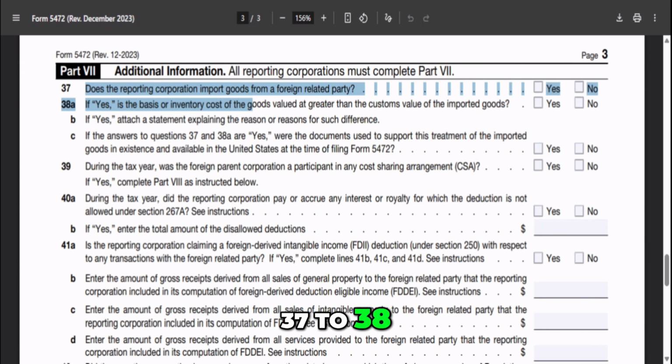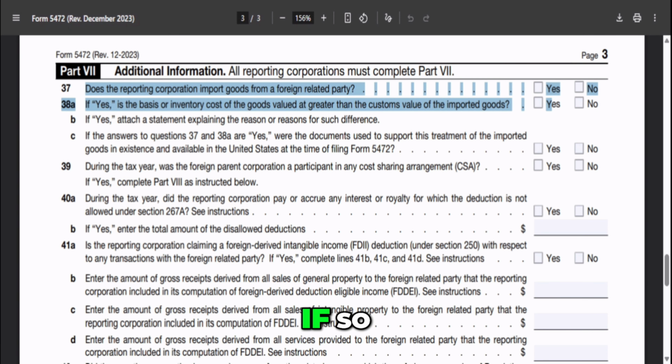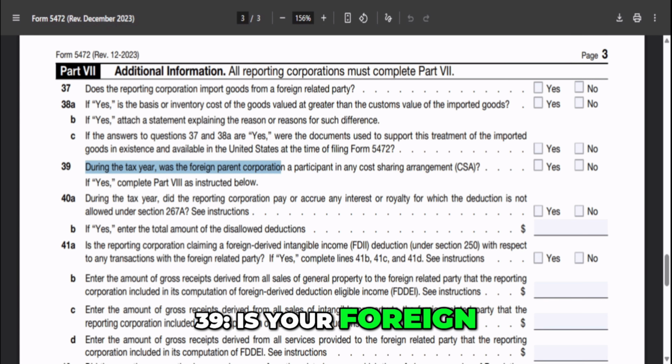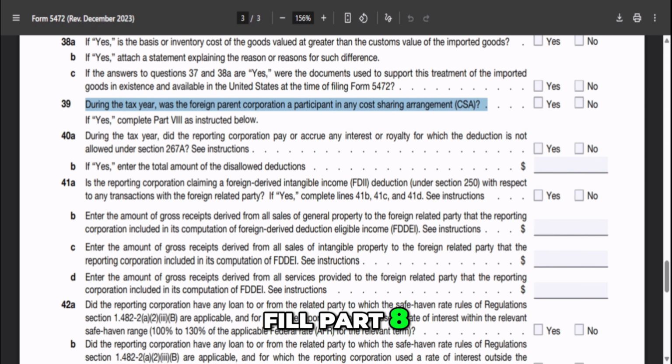37 to 38. Do you import goods from related parties? If yes, is your book cost higher than customs value? If so, attach an explanation. 39. Is your foreign parent in a cost-sharing arrangement? If yes, fill Part 8.